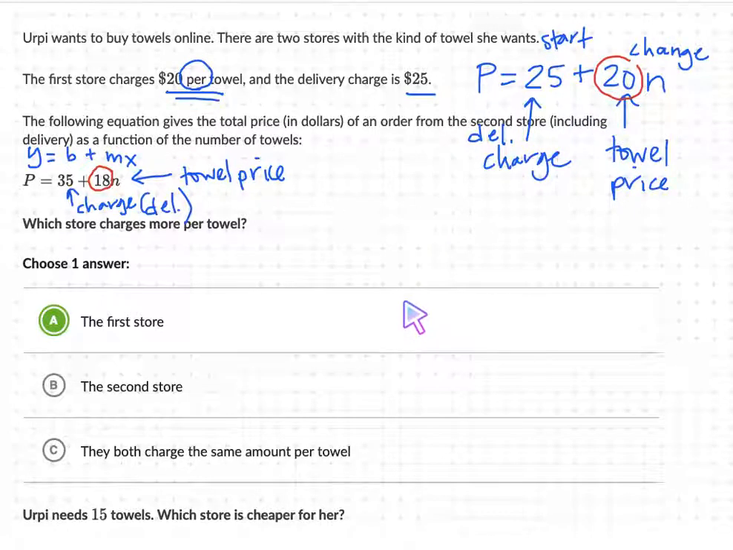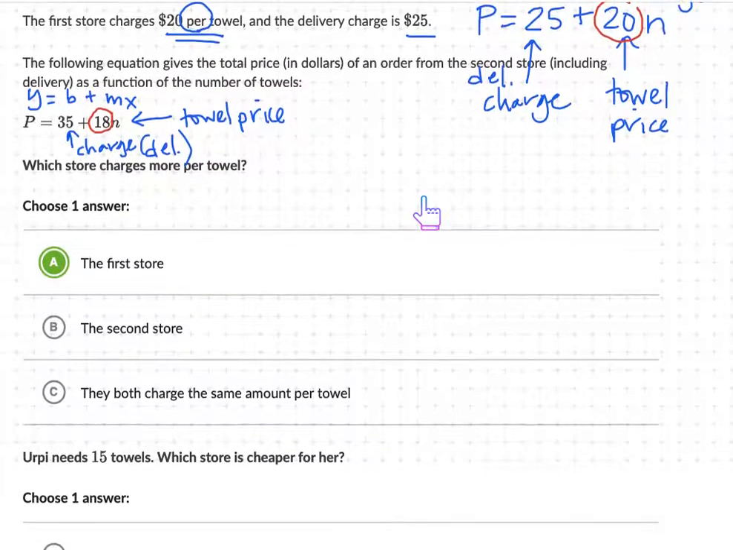Okay. The second store has the higher delivery charge though. So it's kind of like when you buy something on Amazon, like, oh, it's really cheap, but then it's like, oh, well, they're charging me more for delivery. So they kind of even each other out. It just depends on how much you're buying, right?